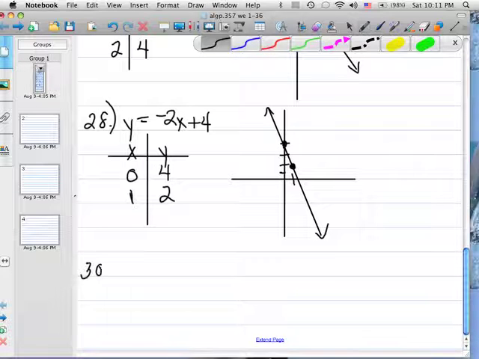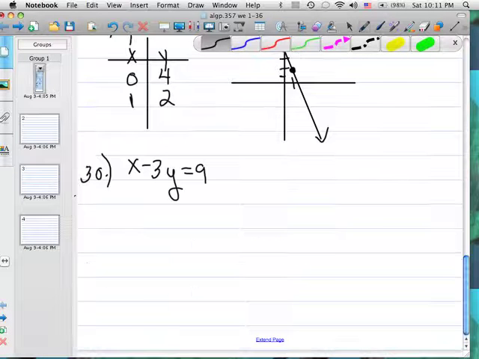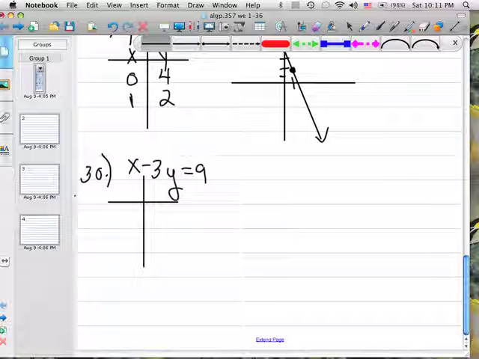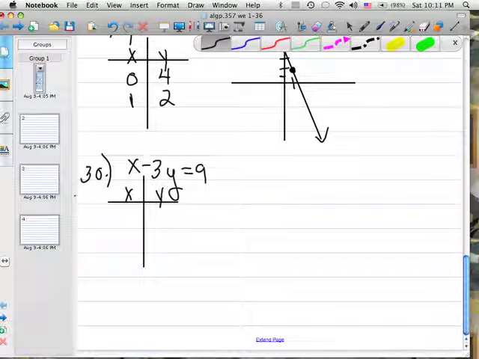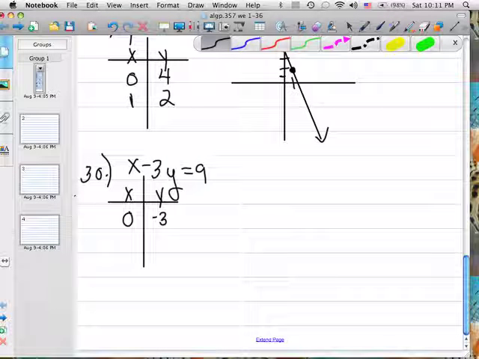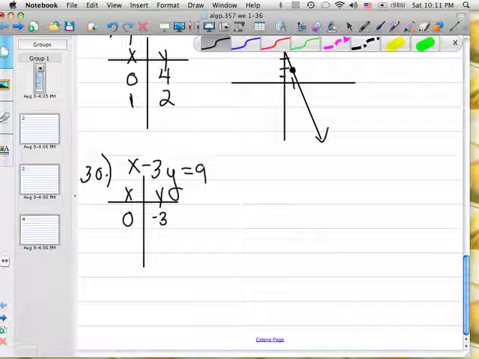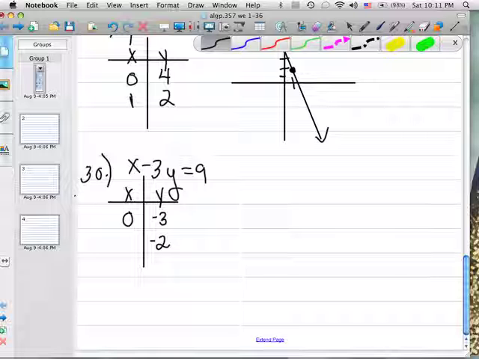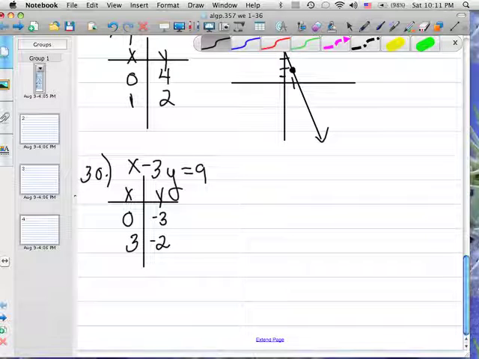Problem number 30. X minus 3y equals 9. My chart to get my 2 ordered pairs that work. If x was 0, to get 9, I'd need to have y be -3, because -3 times -3 is 9. If x was, let's let y be 0. Let's let y be -2. If y was -2, I'd get a +6, so I just need x to be 3.